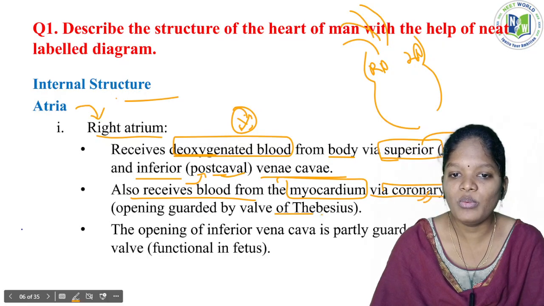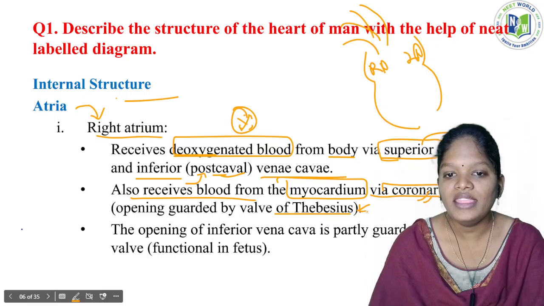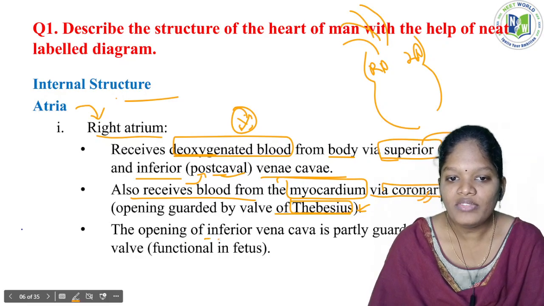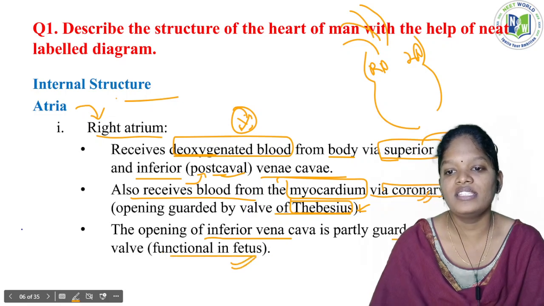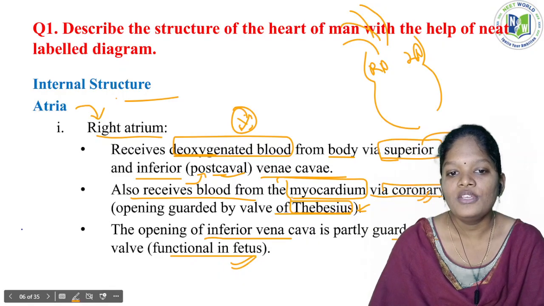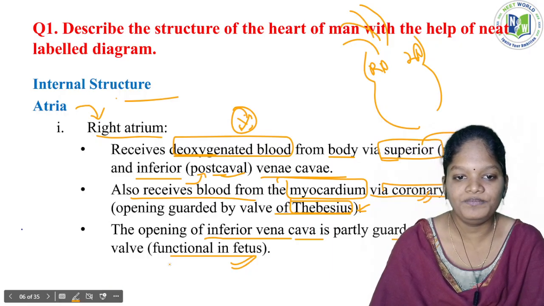Opening guarded by the valve, sebaceous wall. So there is another wall which is called a sebaceous wall. We are going to see what the other name of this is. The opening of the inferior vena cava is partly guarded by the eustachian wall, functional in the fetus. This eustachian wall is functional only in the fetus stage. So the inferior vena cava is partly guarded by the eustachian wall.